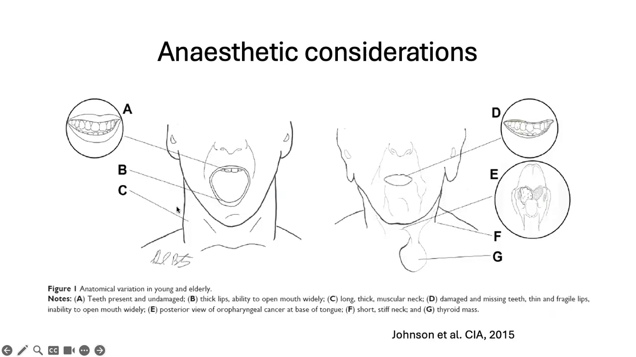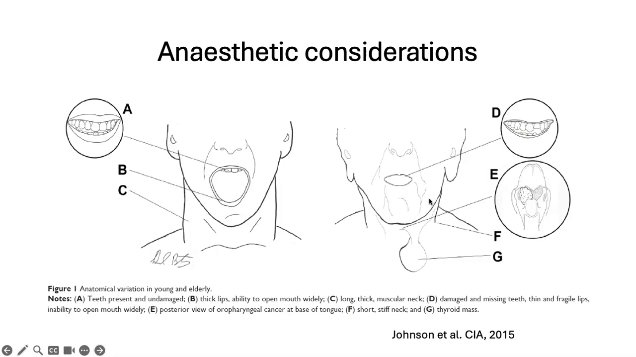So this is a table or a picture that I got from an article by Johnson et al., published in 2015 in a journal called CIA, which is Clinical Interventions in Aging. They compared the difference between a young and an elderly patient. We can see that the young patient has got teeth, but the elderly patient has no teeth. And the mouth opening in the young patient is not the same as the elderly patient. So elderly patients have decreased mouth opening.